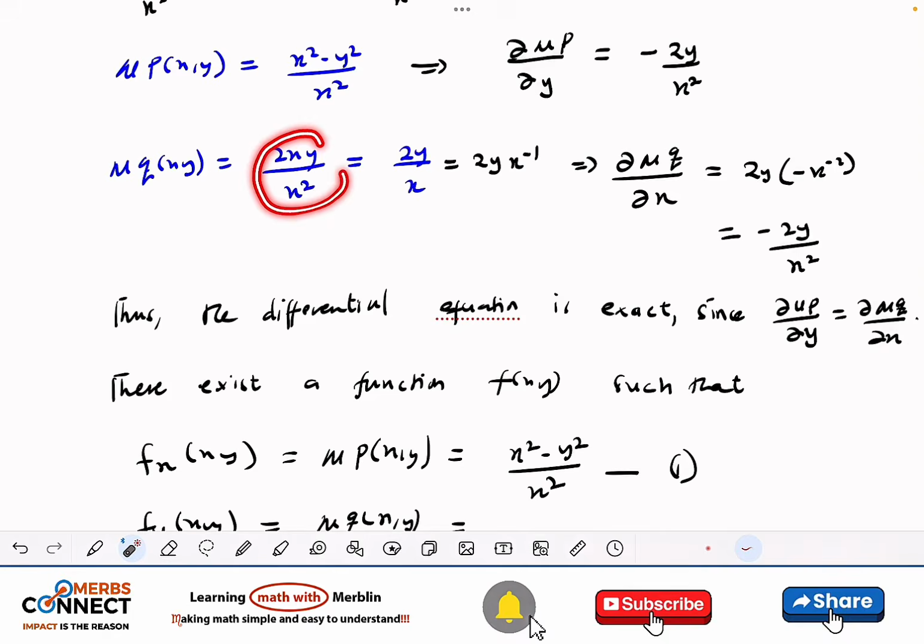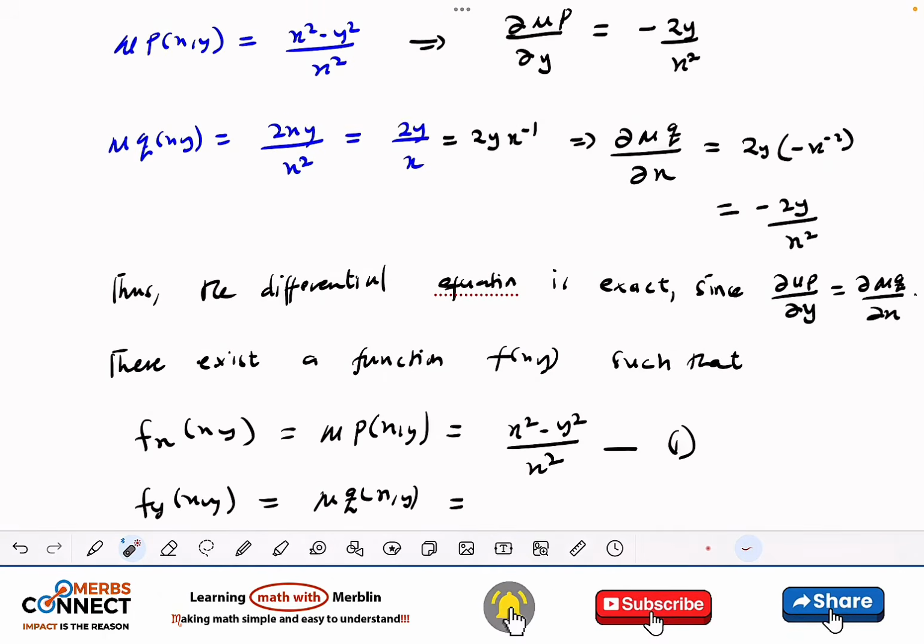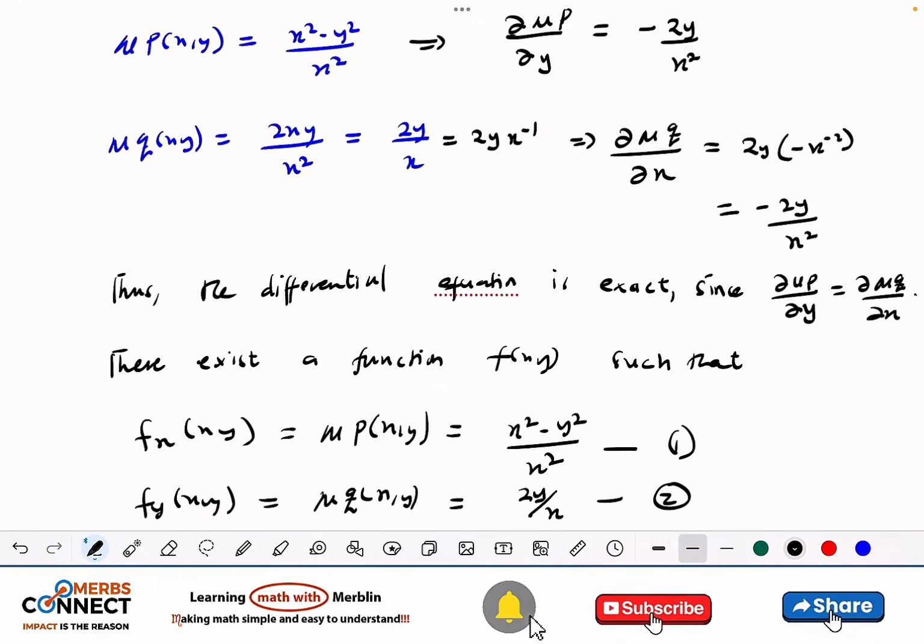Is equal to what is it? Okay, it's equal to this. So this is equal to 2y over x, and I call this one equation 2. Good. Here is where the magic happens.